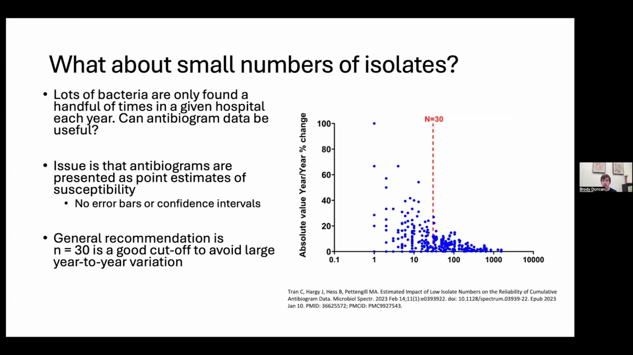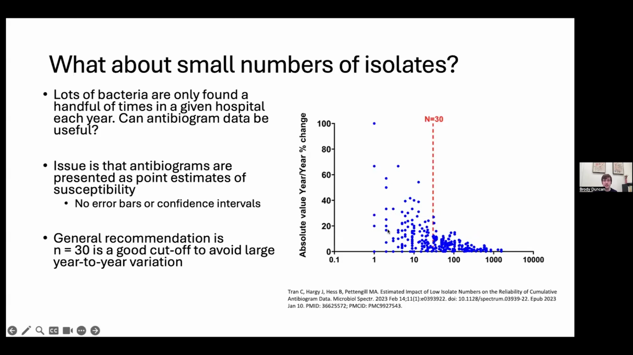So because of that, the general recommendation is we want to have an N of at least 30, which is a generalized cutoff to avoid large year-to-year variation. And here on the right, I have a chart from a paper that tried to get some modeling and empirical data to support that recommendation. You can see that when we have isolates with numbers of 30 or more, there is going to be some year-to-year variation in susceptibilities, but it's usually less than 5 or 10%.